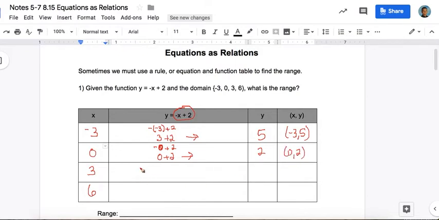And now we have 3 that we're plugging in. There's already a negative there, so it's negative 3 plus 2. And negative 3 plus 2, of course, is negative 1. So write the ordered pair 3, negative 1. When I write the ordered pair, I'm taking my domain and range and putting them together. And then finally, we have negative 6 plus 2, which is negative 4.